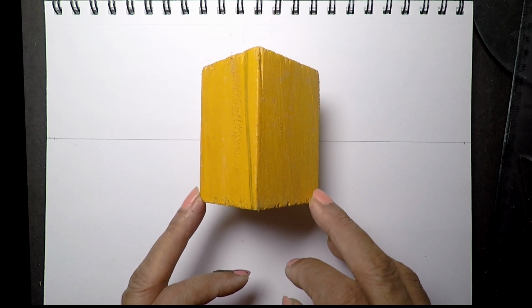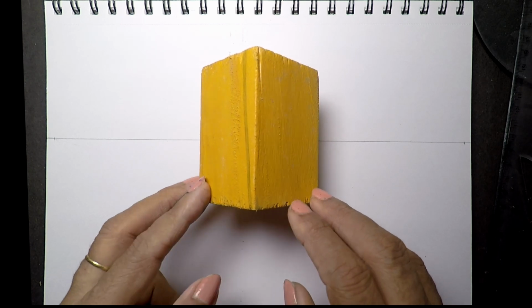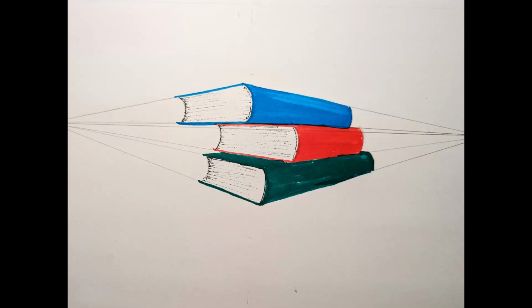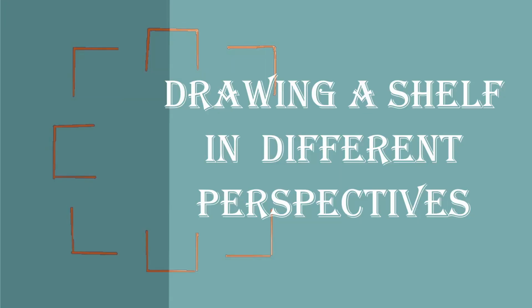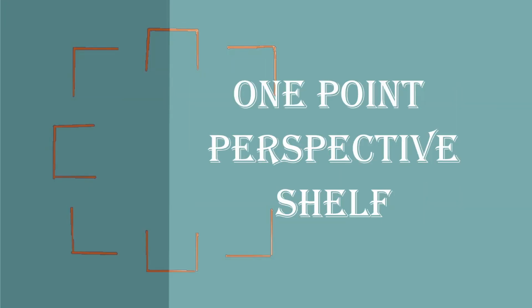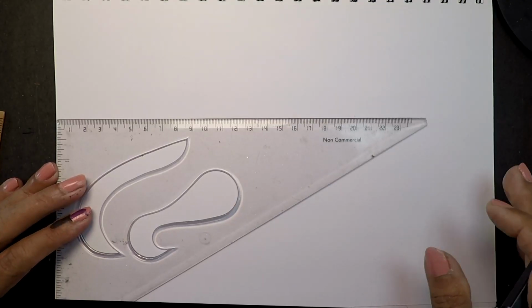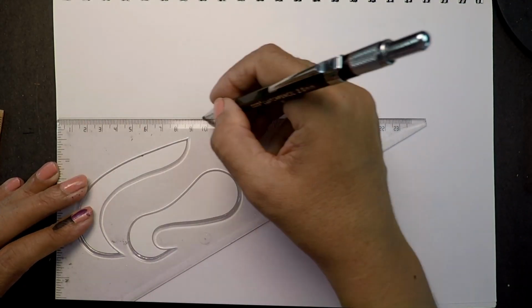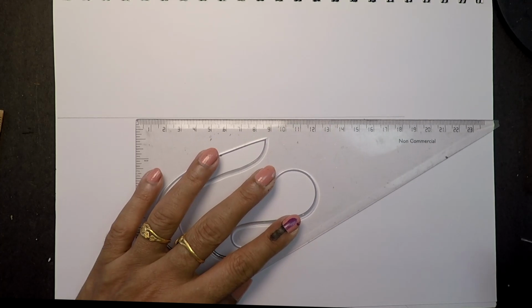But here I am showing you how to draw the same shelf using both 1-point and 2-point perspectives. Let us now look at a shelf from the side. We see the side of the shelf, so we can draw it as 1-point perspective, but we can draw it as 2-point perspective as well. So let us begin.